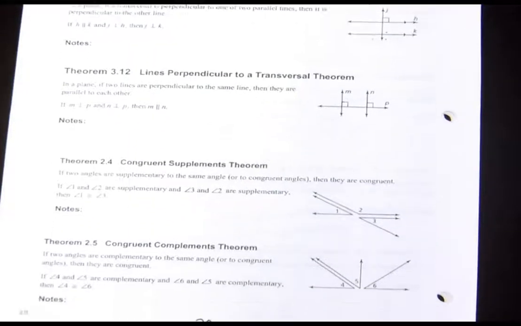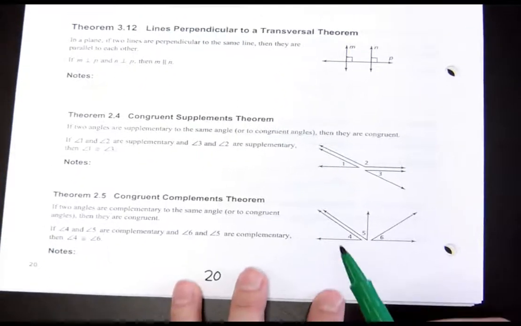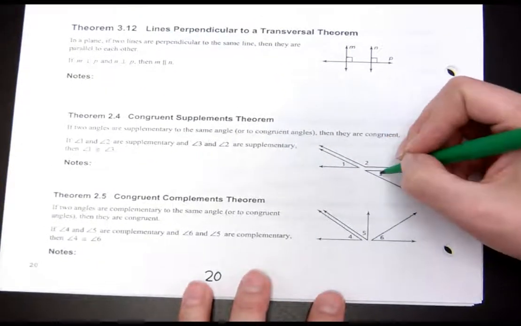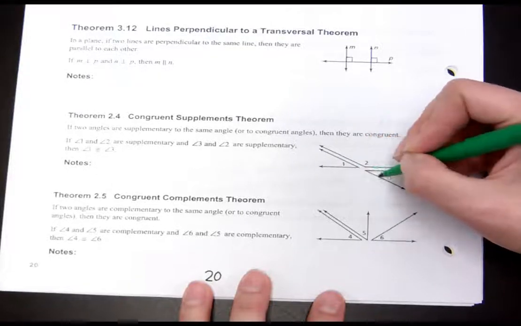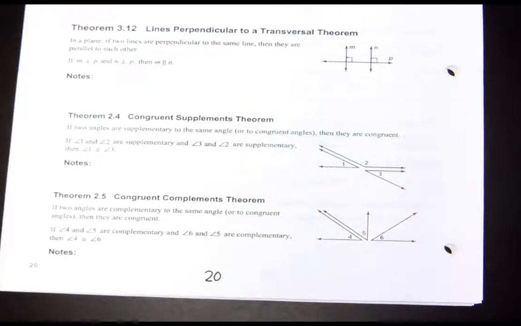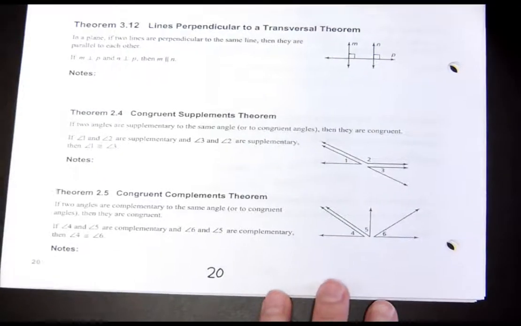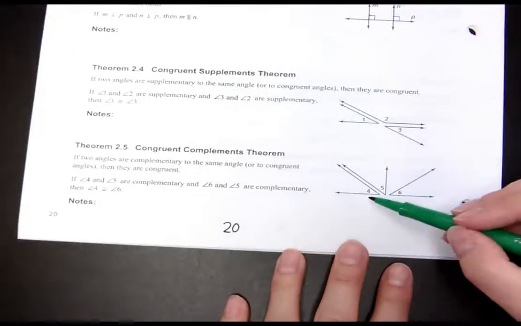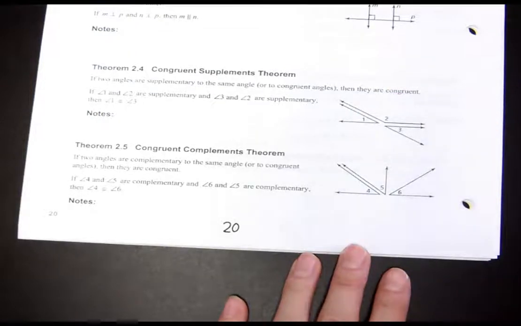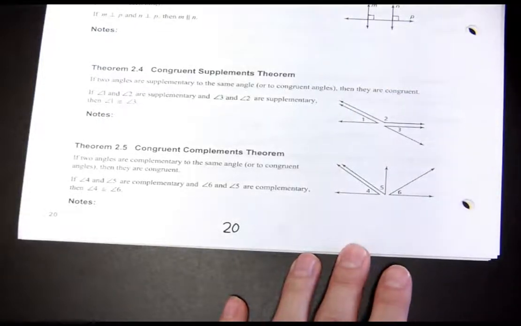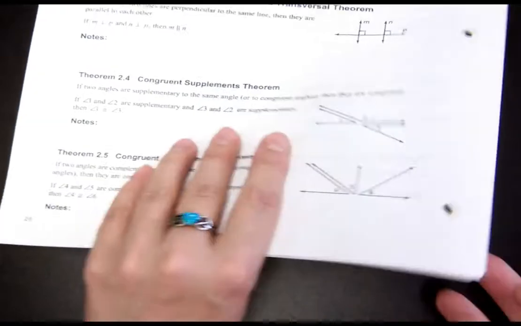This was one of your proofs from your last test that you guys went through the steps to prove. But if we have 3 and 2 are supplementary and 1 and 2 are supplementary, angles 1 and 3 have to be congruent. That's the only way to make that work. And same thing if they're complements. Do y'all remember that proof? That was on your review. Was it on your test also? It might have been on some of the versions.